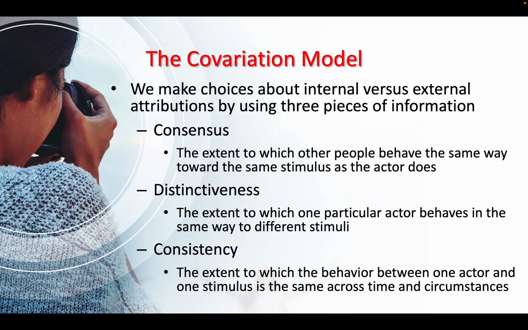We make choices about internal versus external attributions by using three pieces of information. Consensus, the extent to which other people behave the same way toward the same stimulus as the actor does. Distinctiveness, the extent to which one particular actor behaves in the same way to different stimuli. And consistency, the extent to which the behavior between one actor and one stimulus is the same across time and circumstances. Every time this happens, this is how they act.